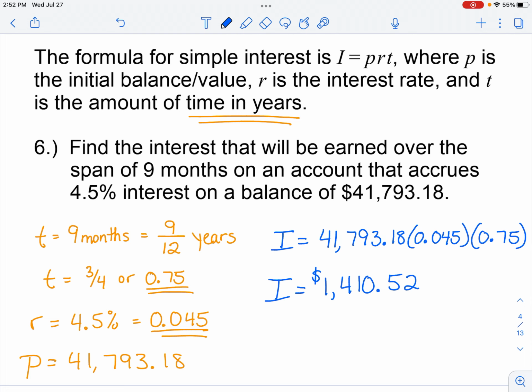Okay? And I'm rounding that to 2 decimal places because we are talking about money, so it makes sense for our answer to have 2 decimals, dollars and cents. All right, so that's dealing with the order of operations and dealing with some formulas.